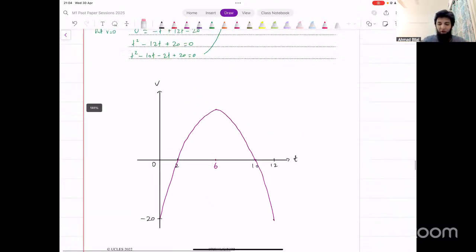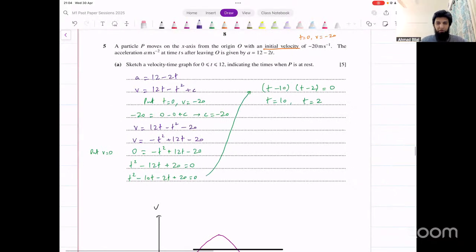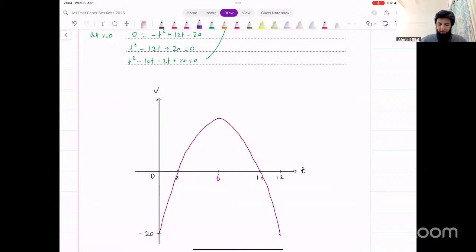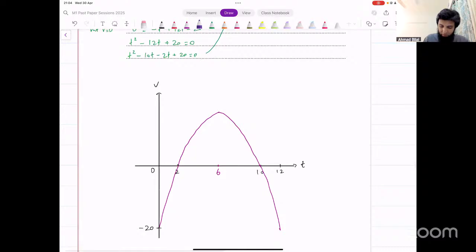Now, they have not asked you to show the value for the maximum velocity here. So you do not necessarily need to show that. It's not necessary. You can leave that, and that's okay. You don't have to show the maximum velocity. That's what the graph is going to look like. We'd have some value of velocity here. It doesn't matter. We don't have to specify that.